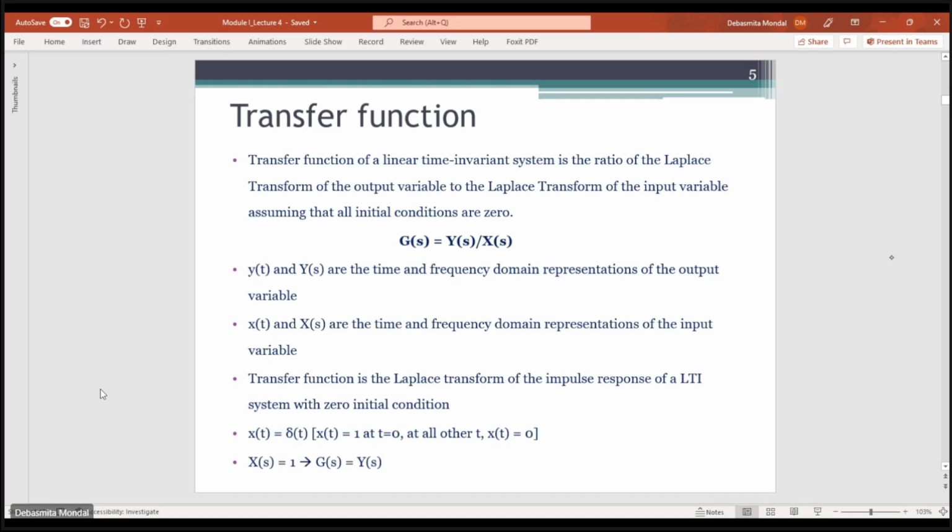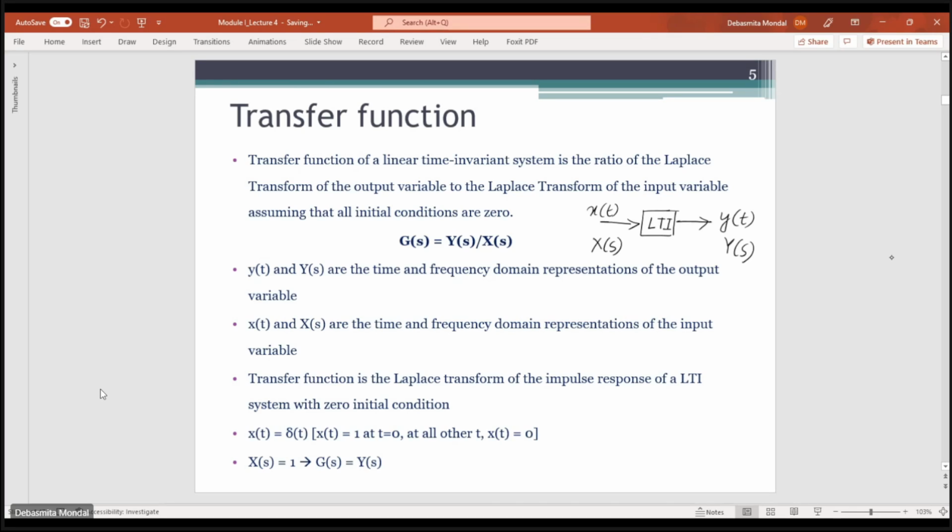So now let us say you have some system, the input to the system is x(t), and the output of the system is y(t). This is the time domain representation, and let's say this is a linear time invariant system. If you take the Laplace transform of x(t), you can represent it by X(s), and for the output it will be Y(s). If you take the ratio of Y(s) by X(s), that will give you the transfer function of this linear time invariant system.